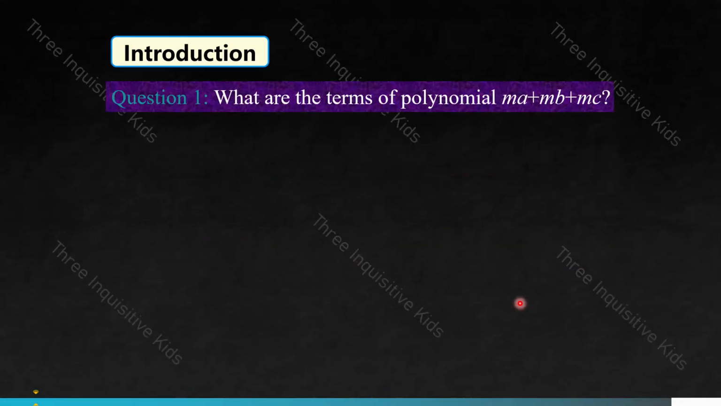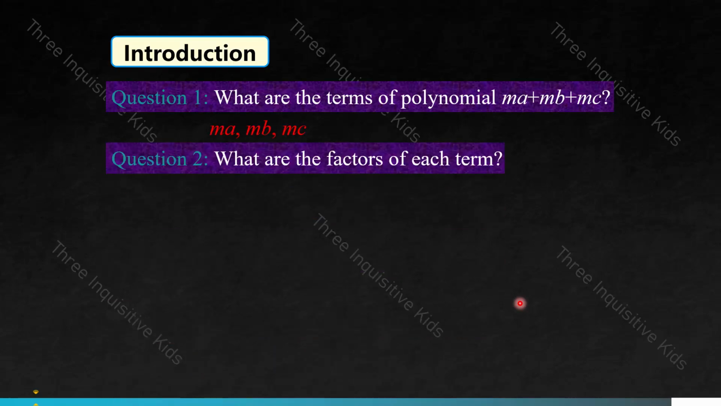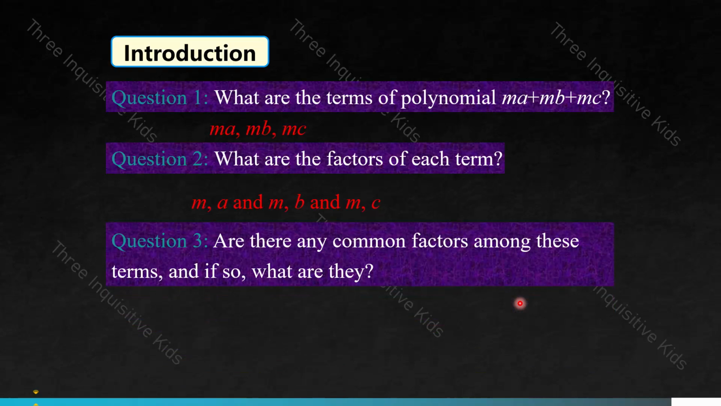Here's our introduction. What are the terms of the polynomial ma plus mb plus mc? Well, that would be ma, mb, and mc. And what are the factors of each term? Well, that's asking how each term is made up using multiplication. That would be m and a, m and b, and m and c. And question 3, are there any common factors among these terms, and if so, what would be the common factor? Well, what's the factor that each of these terms share? That's m. So, yes, they do have a common factor, and it is m.